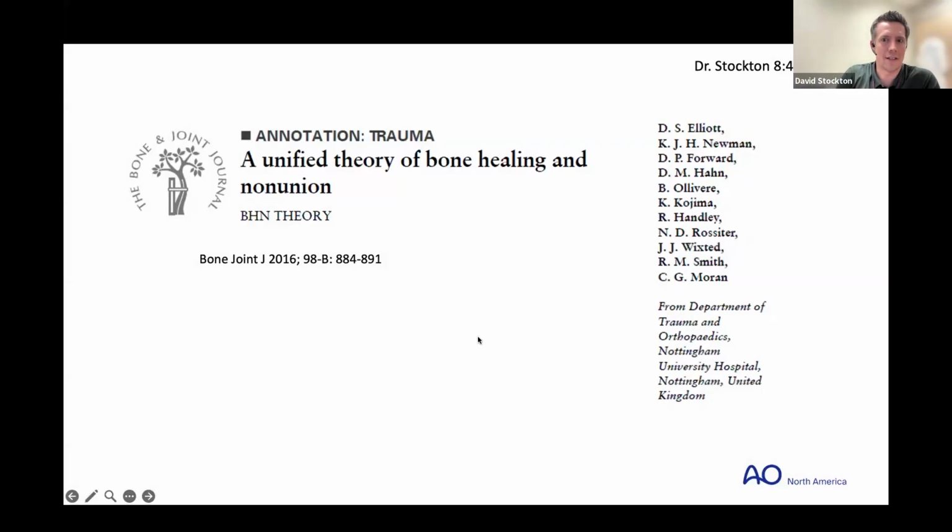Great tips and pearls. Fantastic case. We went from quite a simple case to quite a complex case, and hopefully we'll finish with one that's kind of in between. Before we get there, you all can see my screen. We're on the unified theory of bone healing and non-union, I hope.